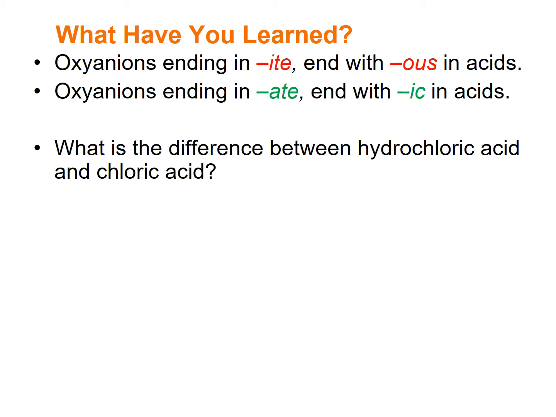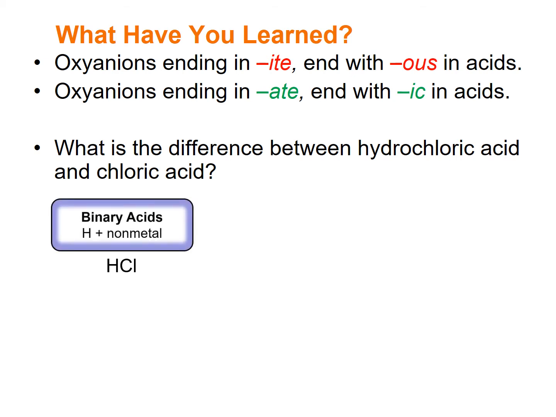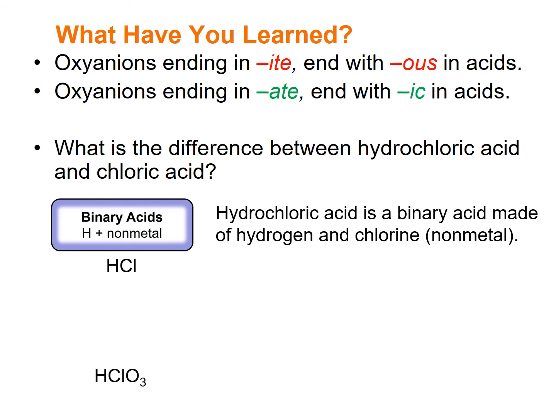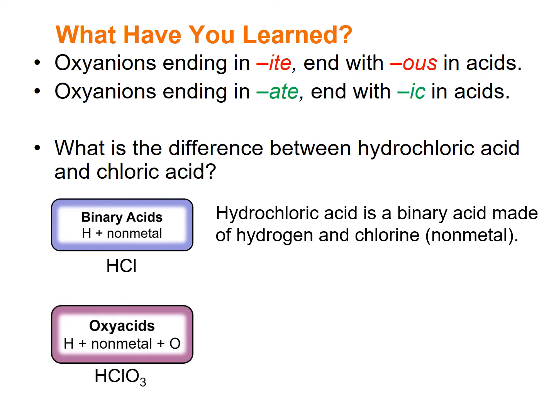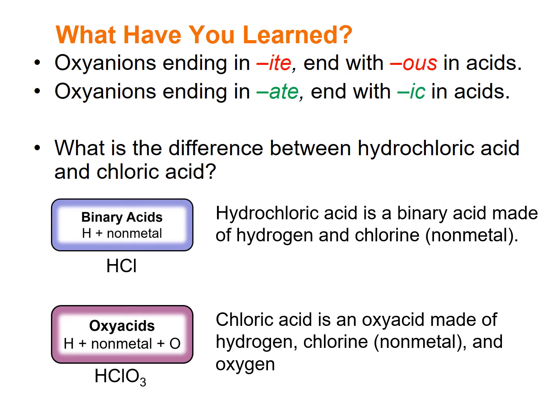So let's try this. What is the difference between hydrochloric acid and chloric acid? Well, hydrochloric acid is going to be your binary acid because all it is is hydrogen and chlorine. And your chloric acid is going to be made of an oxyanion, which it is, which is HClO3. It's going to be the version that has the ate oxyanion. So your hydrochloric acid is binary, and your chloric acid is an oxyacid with 3 elements as opposed to 2.